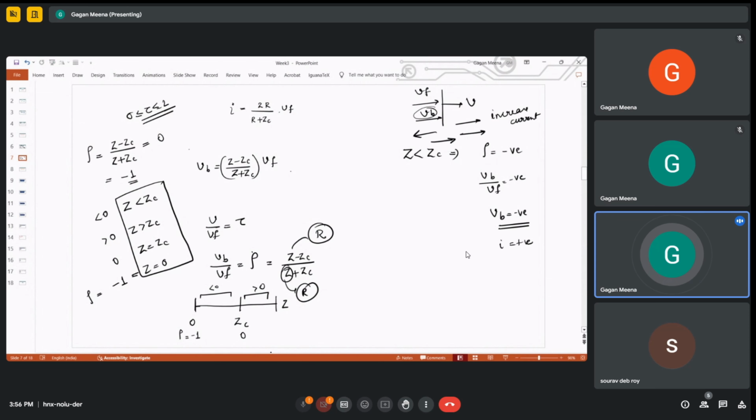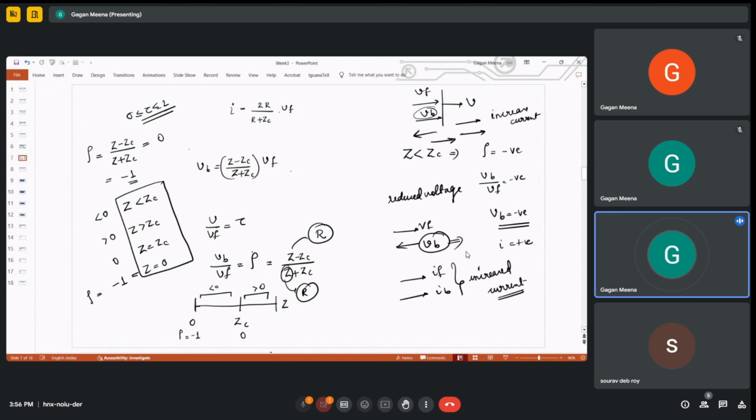The reflected surge will consist of reduced voltage, because V forward is like this and V backward is like this. This is opposite to what we have assumed as convention. While both the currents are in the same direction, so current is increased in the reflected surge. Increased current we find in the reflected surge.